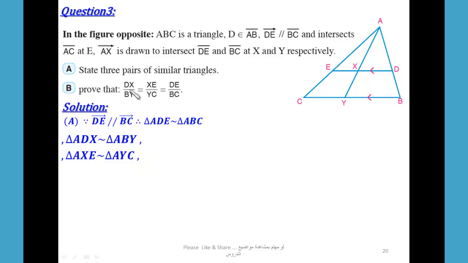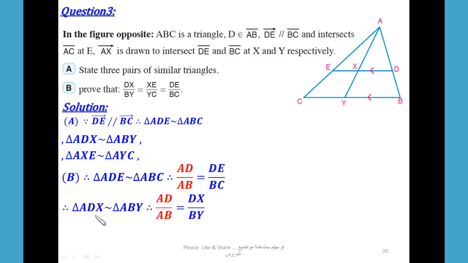Then prove that DX over BY equals XE over YC equals DE over BC. For that, since triangle ADE is similar to triangle ABC, then AD over AB equals DE over BC. We proved it already. And since triangle ADX is similar to triangle ABY, then AD over AB equals DX over BY.